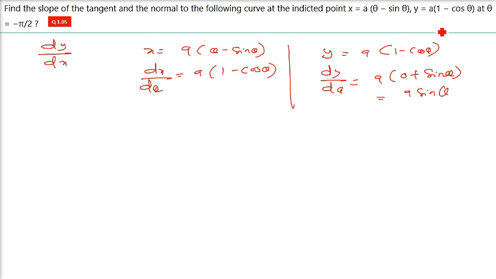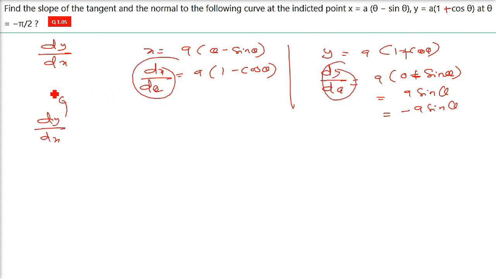Since we have already completed the previous chapters and exercises, we know dy by dx can be computed by dy by d theta divided by dx by d theta. So I have just changed it to 1 plus cos theta, dx by d theta and dy by d theta. Let us divide these two. dy by dx is minus a sin theta divided by a(1 minus cos theta).